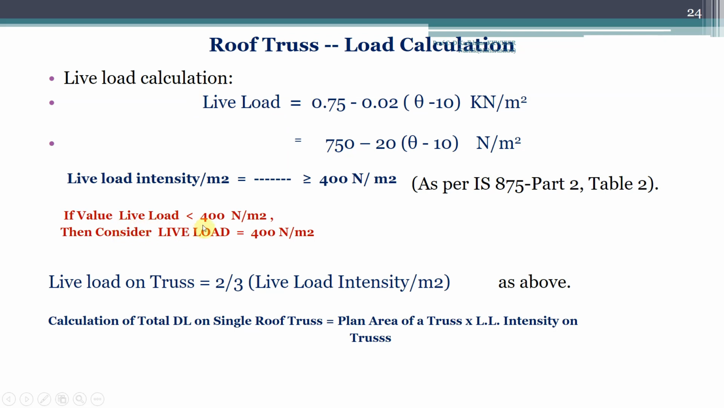So if the value of live load is less than 400 Newton per meter square, then consider live load equal to 400 Newton per meter square. Now, while considering live load for a truss, it should be taken as 2/3 of the live load intensity per meter square. So, calculation of total live load on a single roof truss is equal to the plan area of the truss times the live load intensity on the truss, that is found in the previous step. Again, plan area is nothing but the span of the truss times the spacing of the truss.